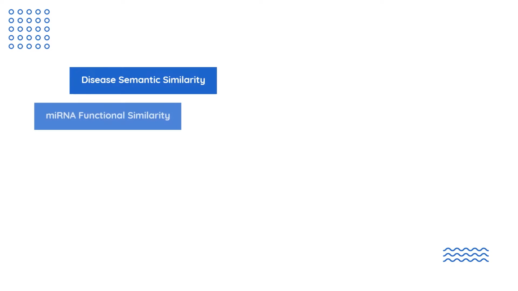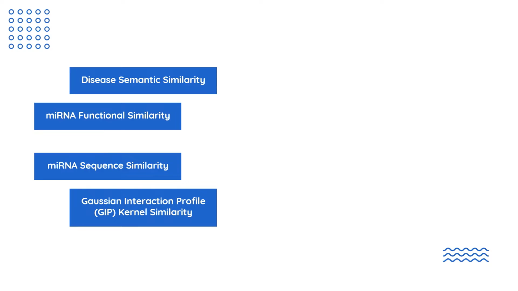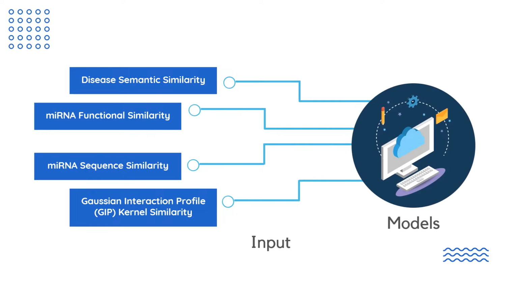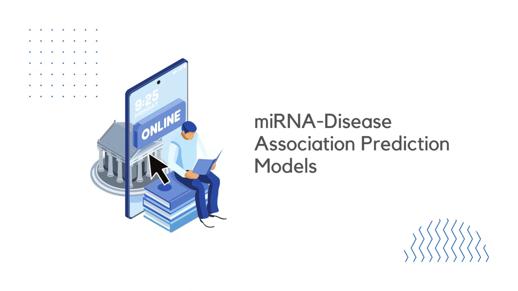There are 4 similarity measures, which are disease semantic similarity, microRNA functional similarity, microRNA sequence similarity, and Gaussian interaction profile (GIP) kernel similarity. These similarity measures are the input for the prediction models. Next, let's look at the 3 microRNA disease association prediction models.